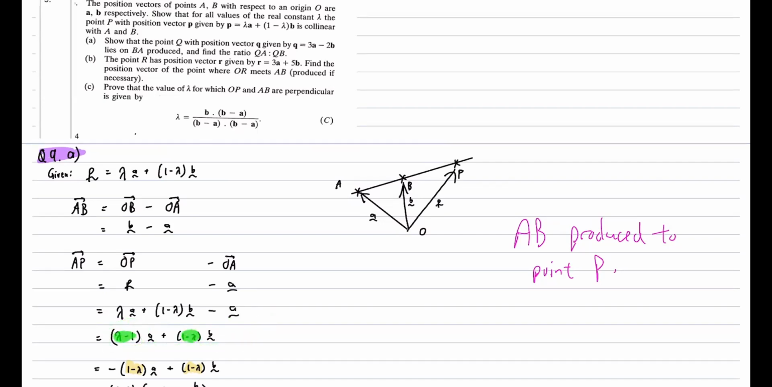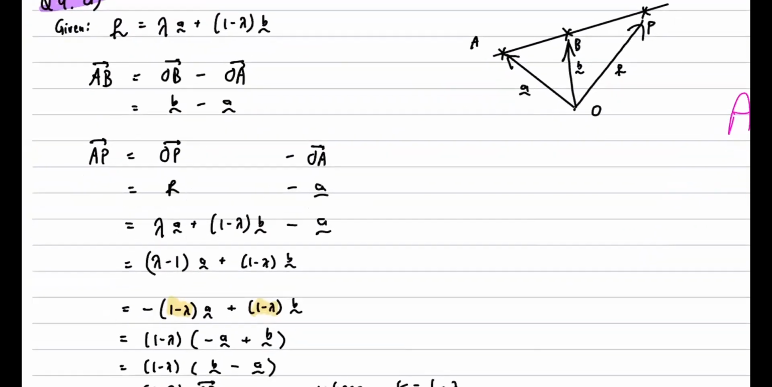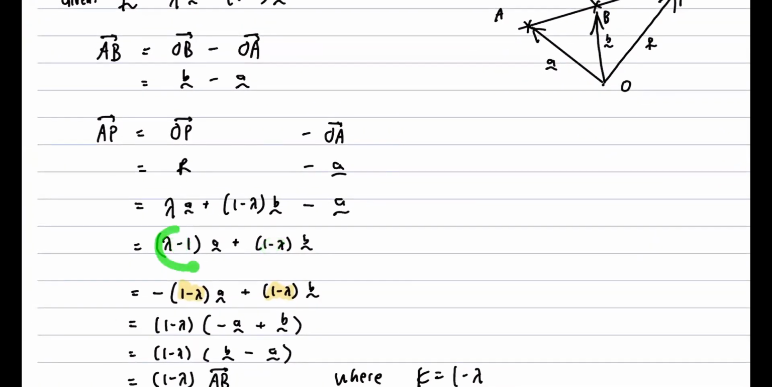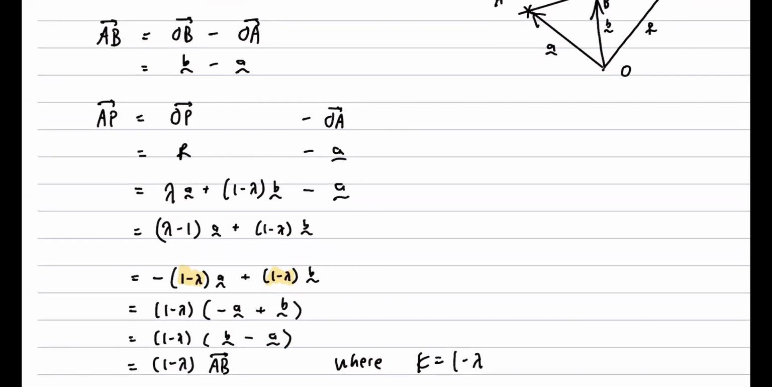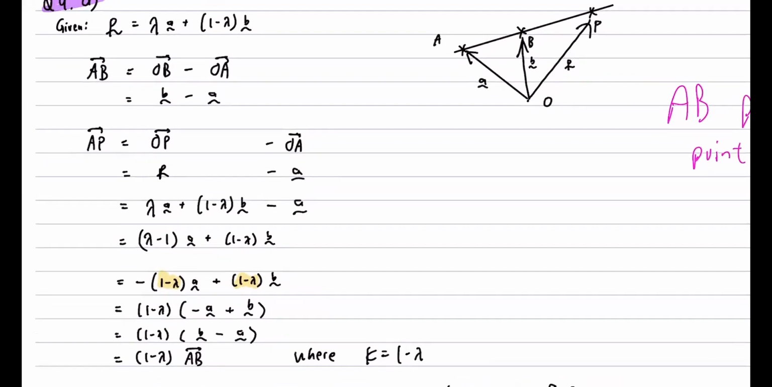Then I can simplify a bit more. I realize that lambda minus 1 and 1 minus lambda look very similar. They're just off by a negative 1. So I factor out negative 1 from here. I get negative of 1 minus lambda times vector a plus 1 minus lambda times vector b. Both are 1 minus lambda, highlighted in yellow. Then I factor out the 1 minus lambda. I get 1 minus lambda, bracket negative a plus b, which simplifies to b minus a. But wait, what's b minus a? It was vector AB. So this is actually 1 minus lambda times vector AB.